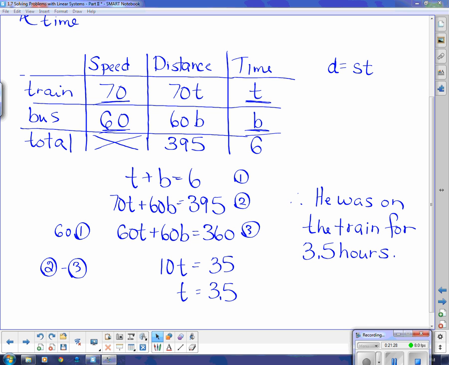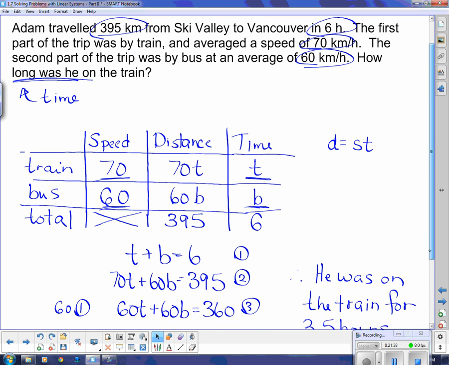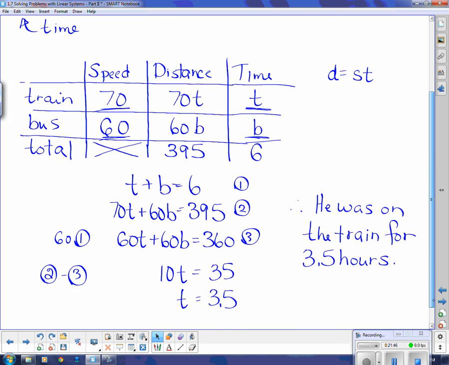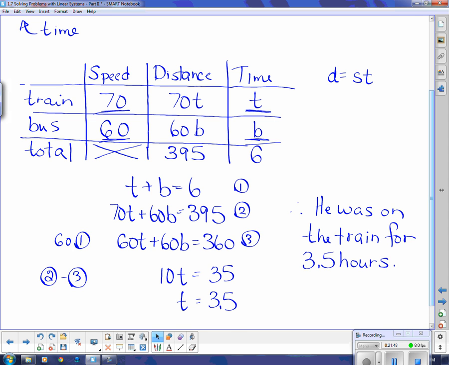So after we worked through that, when I subtracted these two equations, I found that t was 3.5, which means that he was on the train for 3.5 hours. Now, I didn't go on to solve for the second variable because it didn't ask me to. It says, how long was he on the train? I'm not going to do any more than they asked me. So he was on the train for 3.5 hours.